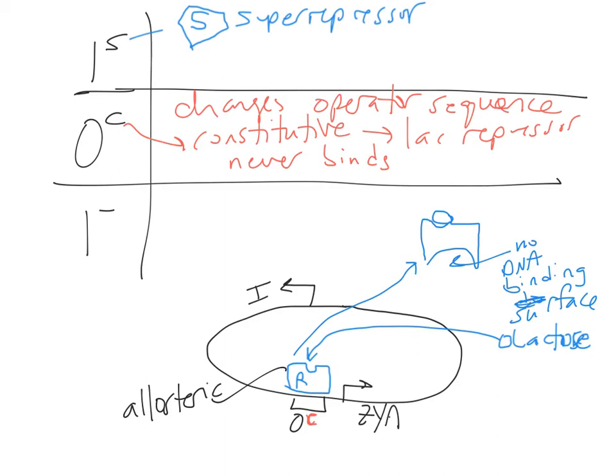What could we do to lac repressor, getting back to the I-S mutation? That's normal. That's the usual situation in bacteria, how this works. What could we do to lac repressor to make a super repressor that always represses and never can be gotten rid of? Change the shape of where it binds. Binds DNA or binds lactose? Lactose. Perfect. So that's a mutation to the allosteric site.